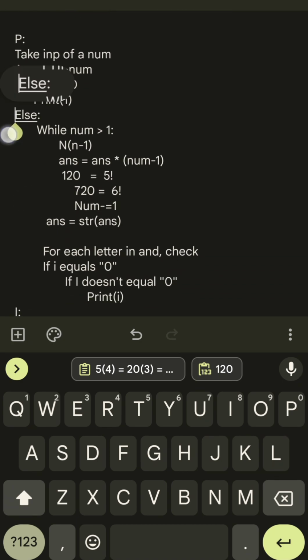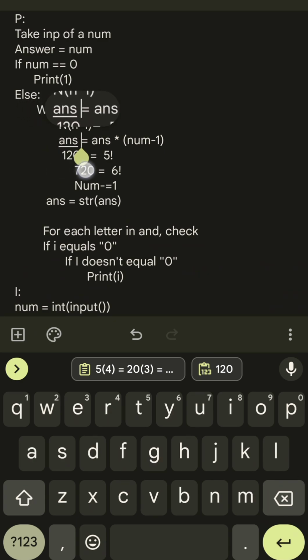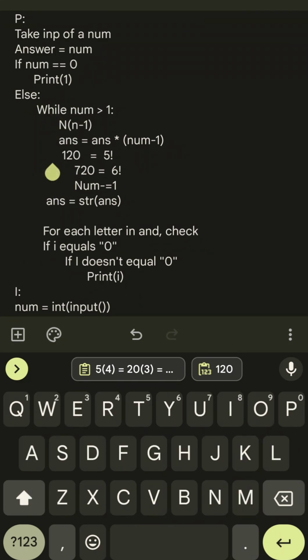Else we're going to go through the while loop where num is greater than 1. So the way we have that here is our n times n minus 1. Answer is going to be whatever answer times num, being the number that we inputted, minus 1. And the whole way through, now ignoring these 2 examples right here, I have these from previous ones just to state what we're trying to do here.